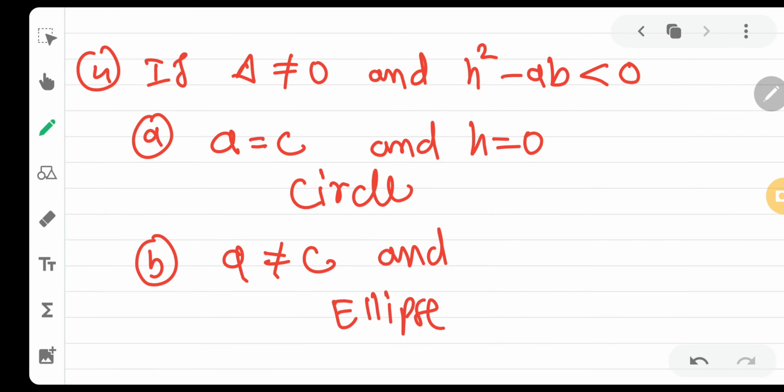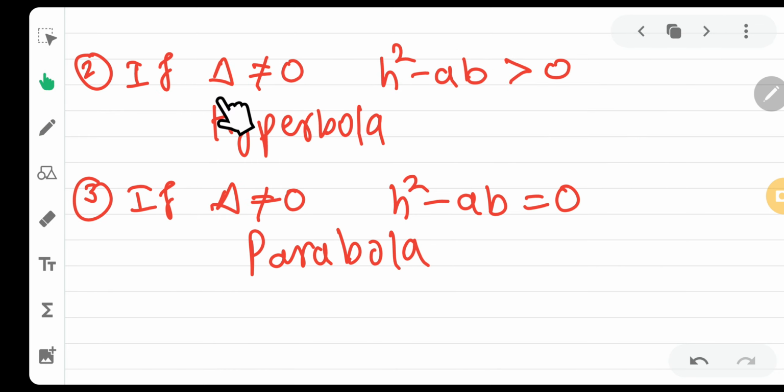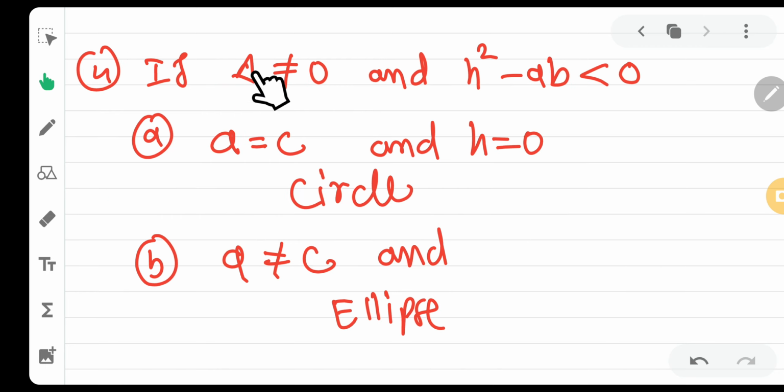Let us revise the cases first of all. Firstly, if delta is 0, it is a pair of straight lines. If delta is not 0 and h square minus ab is greater than 0, it is a hyperbola. If delta is not equal to 0 and h square minus ab equal to 0, it is a parabola. If delta is not equal to 0 and h square minus ab is less than 0, then a equal to c has to be there and h equal to 0.